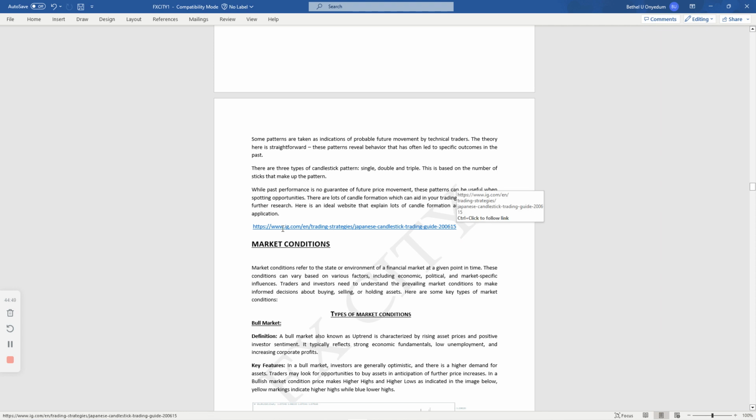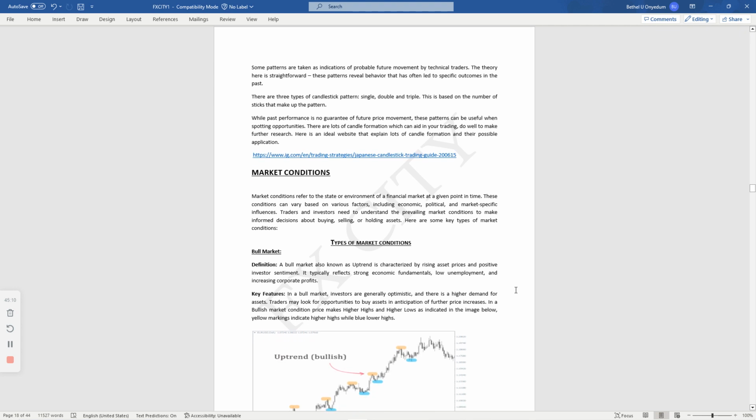So when you go to this site here, it will show you a lot of candlestick formations and what they mean, and what they can be indicating to you that might be coming in price. That's why I pasted this link here for easier access. So do your own studies.